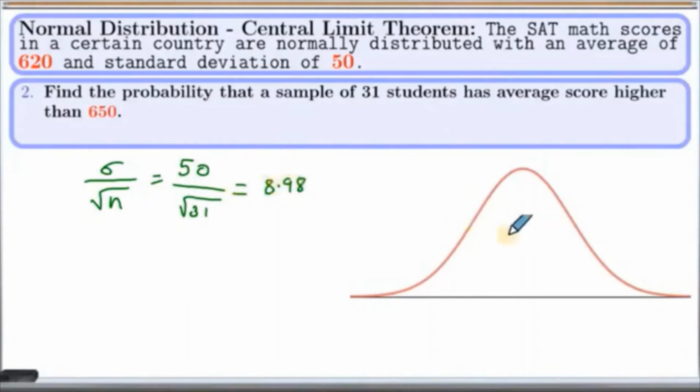Now let's draw a diagram for the given situation here. We know the mean is in the middle, which is 620. We are trying to find the probability that a sample of 31 students has an average score higher than 650. So let's say our 650 is right here. Now we have to find this area here.